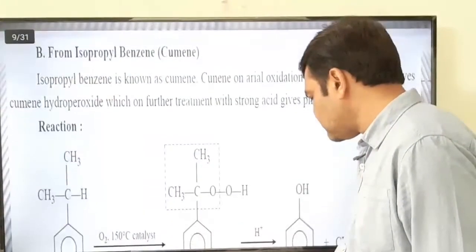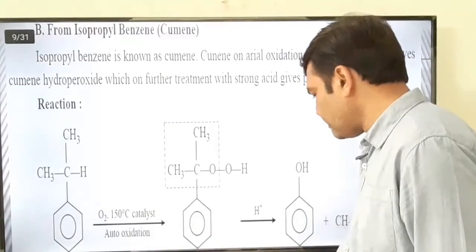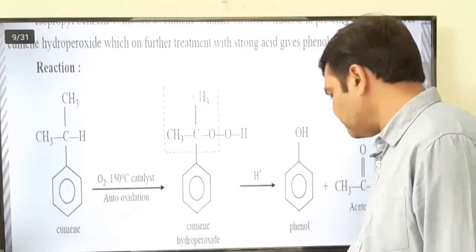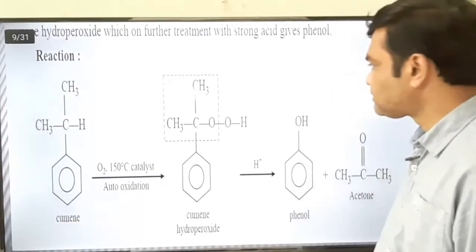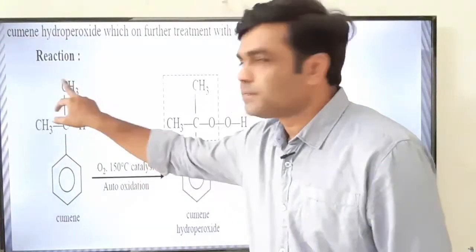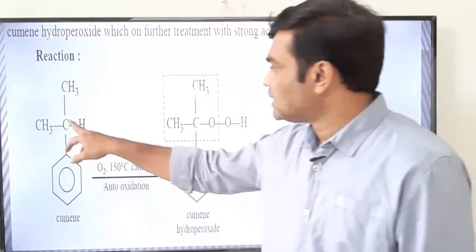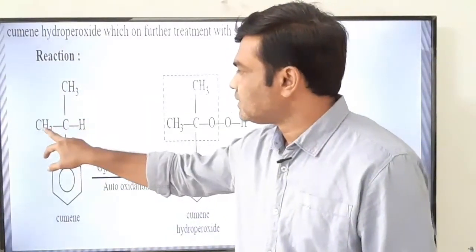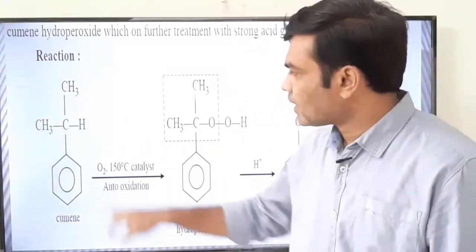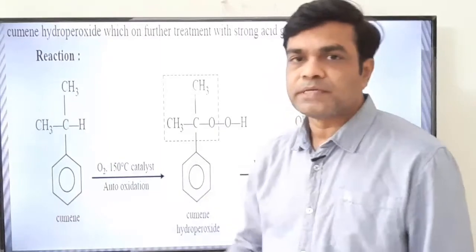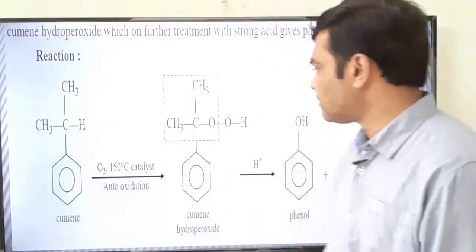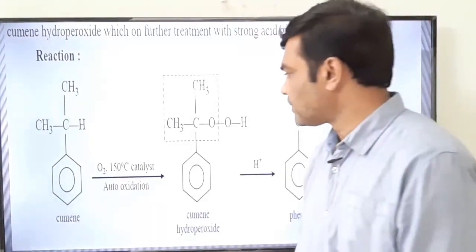Let's move on to the second method of preparation of phenol. This is from isopropyl benzene, that is cumene. See, this is an isopropyl group. CH is attached to two methyl groups, it is an isopropyl group. The isopropyl group is attached to benzene, so it is isopropyl benzene, which is called cumene.